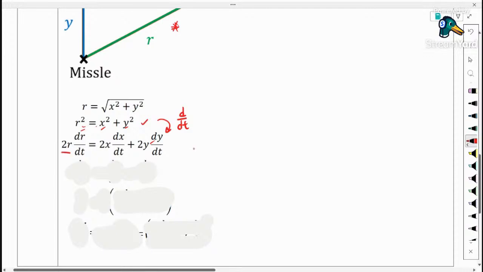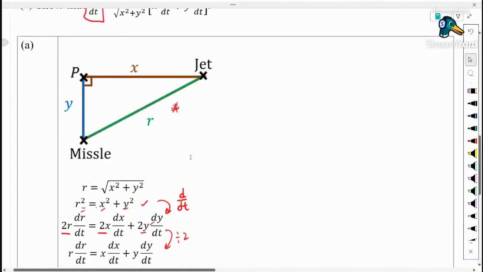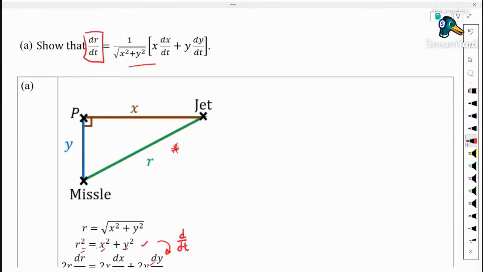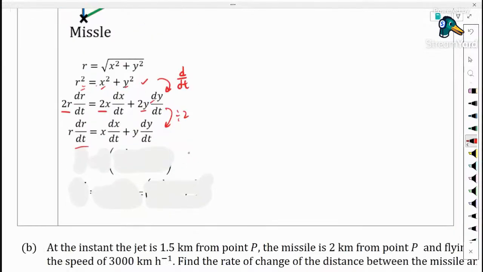You see that each of the terms has a common factor of 2, so let us divide by 2. Now you can roughly see we have a formula for dr/dt in terms of dx/dt and dy/dt. Comparing back to the equation that you want to show, it seems you're almost there. So let us go further, rearrange the terms and get rid of this r here. We multiply by 1 over r on both sides, or we say we divide by r on both sides. This is what we have for the result.